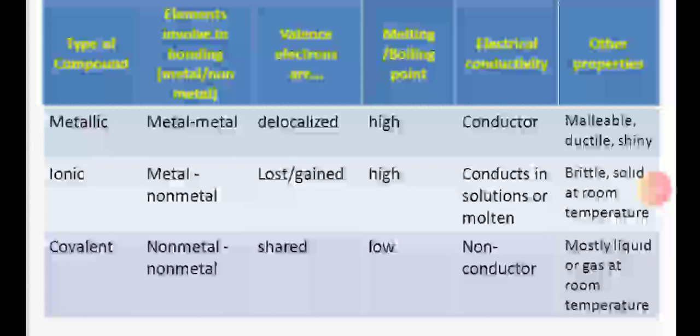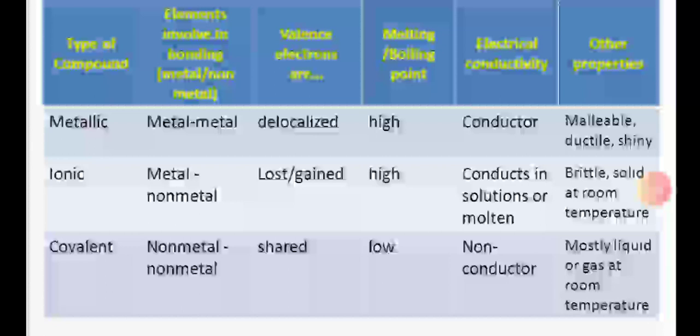Whereas if a compound is ionic in nature, then the bond is formed between a metal and a non-metal. The electrons are lost or gained in such a case, and the resultant properties are that the presence of an ionic bond gives a high melting or boiling point to the substance. Then they are good conductors in solution form or in molten form. They are usually solid at room temperature.